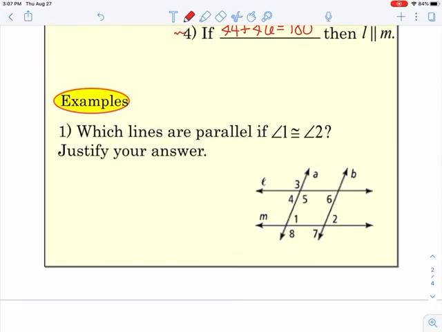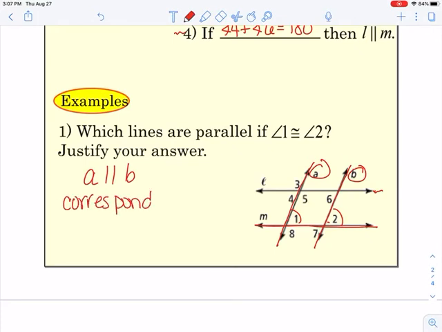Which lines are parallel if angle 1 is congruent to angle 2? I'll highlight and write here what I am looking at. There are 3 lines that come into play here that I highlighted all in red. The 2 angles that I highlighted never touch this top line, so that one's not highlighted in red. Now I want to know what type of angles 1 and 2 are. They're corresponding angles. So which lines are parallel then? This one and this one, or A and B. So A is parallel to B, and that is because corresponding angles are congruent.